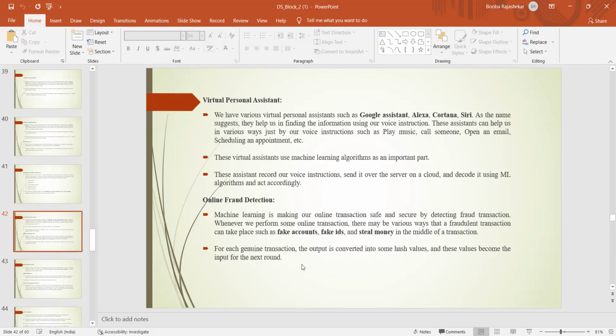Online fraud reduction. Machine learning is making our online transactions safe and secure by detecting fraud transactions. Fraud transactions can take place in various ways, such as fake accounts and fake IDs, and stealing the money in the middle of a transaction. For genuine transactions, the output is converted into hash values. These values become the input for the next round. So these are the main applications and advantages based on machine learning algorithms.